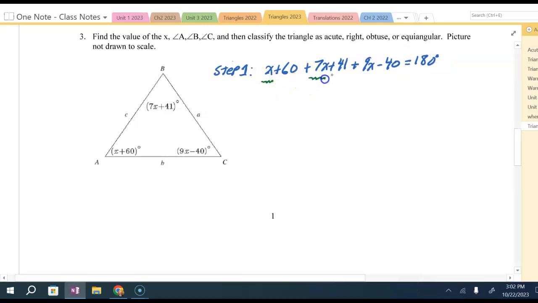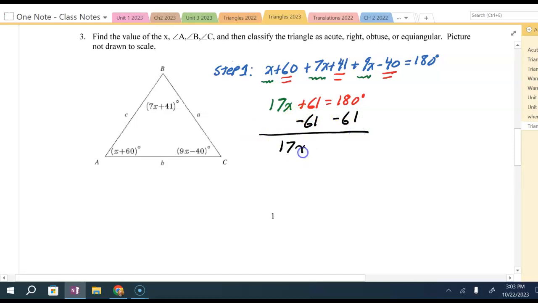When we combine these x's, we will get 17x. When we combine the numbers that I'm underlining in red, I'm using a calculator, I get plus 61, and that's equal to 180. Then we could subtract 61 from both sides. We'll get 17x is 119. And then we could divide by 17, and we'll get x to be 7.